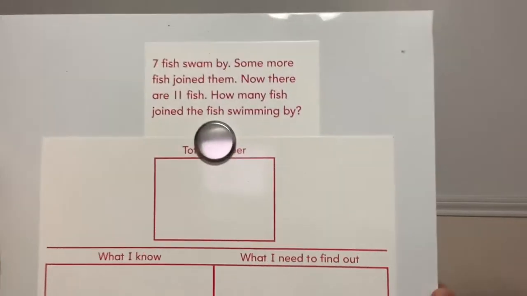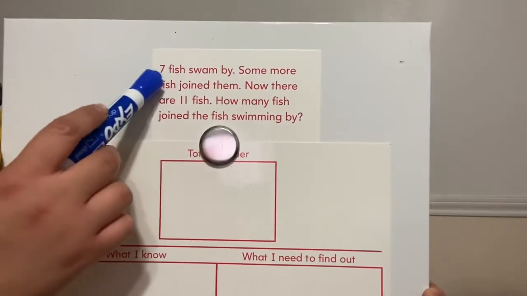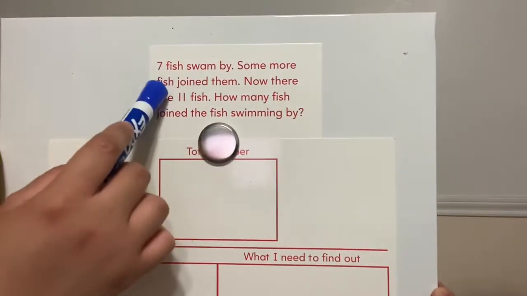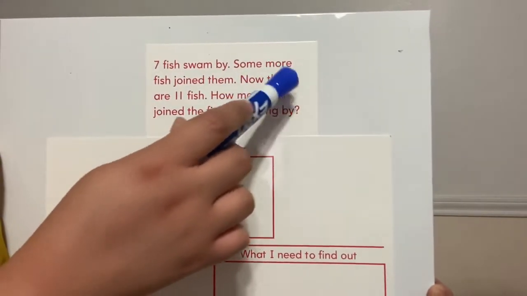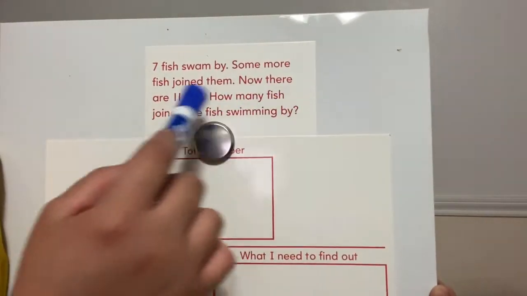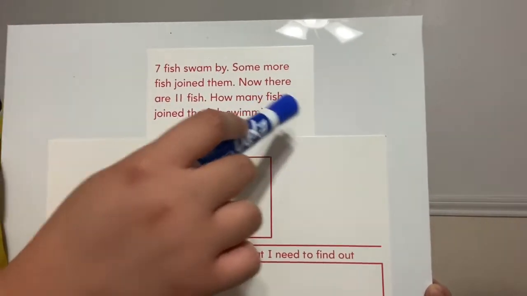Now, let's move on to the next one. For the next one, I'm going to do it with you. Then you will do the next ones by yourself. Let's look at our next problem and we're going to work out this one together. Our problem says 7 fish swam by. Some more fish joined them. Now there are 11 fish. How many fish joined the fish swimming by?